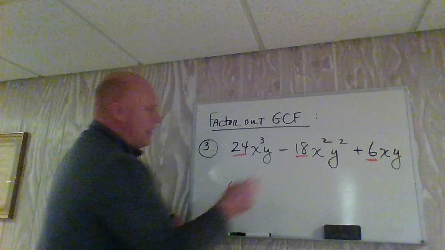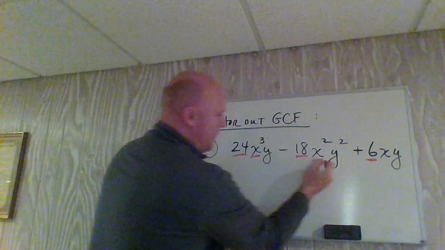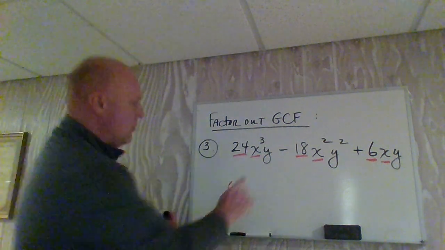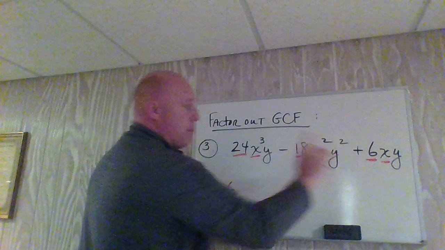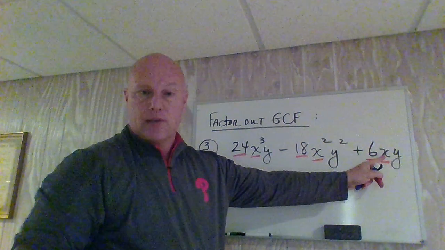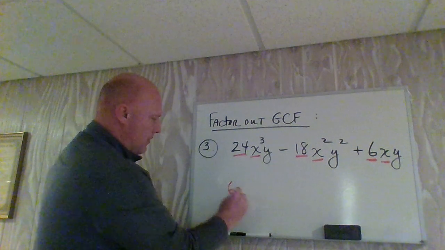And now let's talk about what else they have in common. Well, they all have x's. What's the most amount of x's they have in common? Well, this has 3, this has 2, and this has 1. So the most amount that they have in common would be 1x. That's the most amount they have in common. So that would be an x.